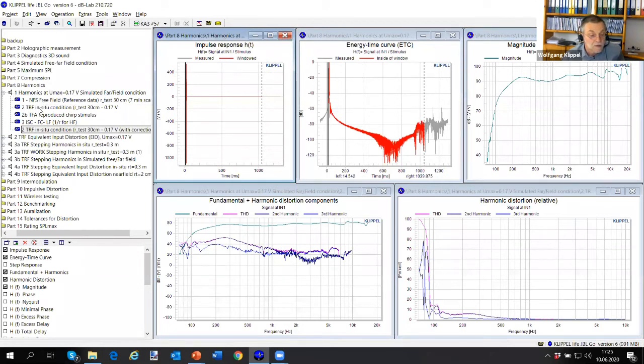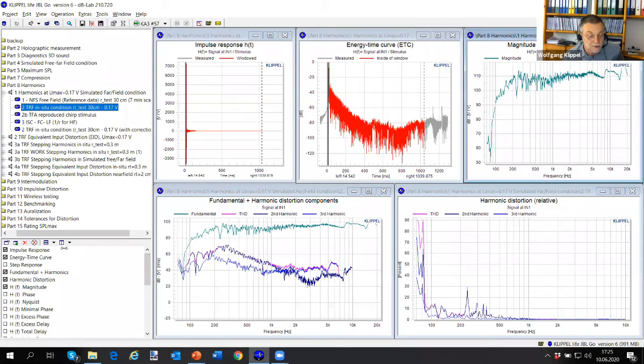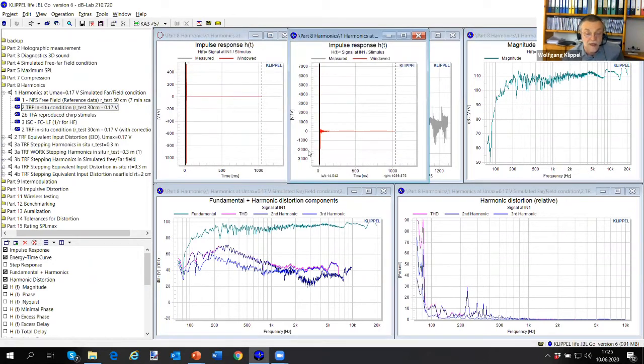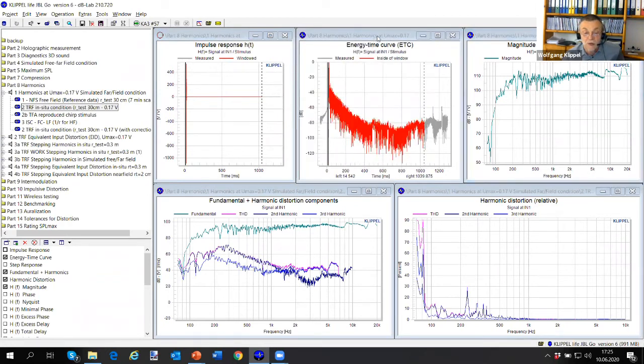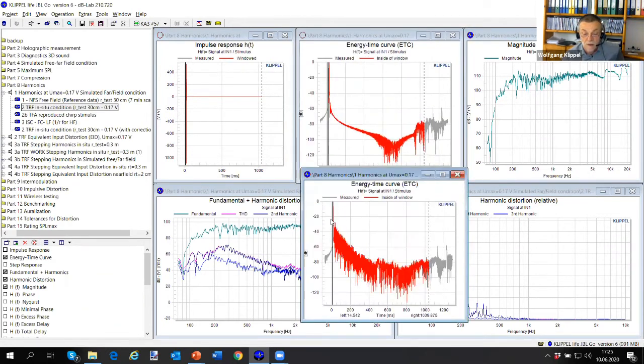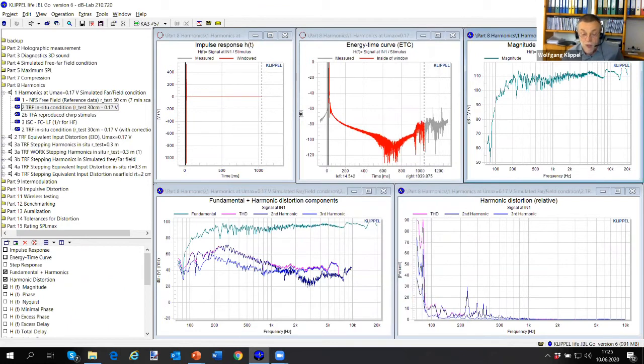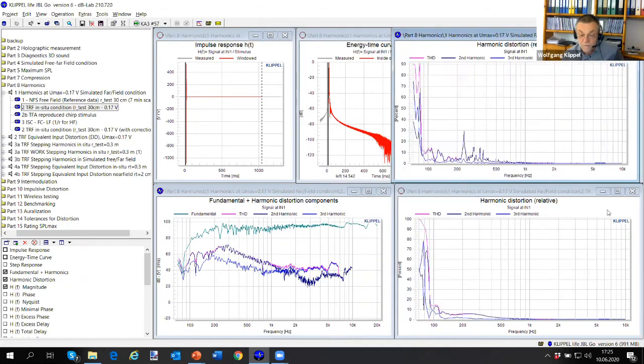Maybe I switch over to the other measurement and compare that. Here you see it goes immediately down. Here we have some ringing, but we see it much more clearly here. Yeah, here it goes at -30, it goes down. That's more or less the room here. And we end up with a much smoother curve, which you would measure in an anechoic room.